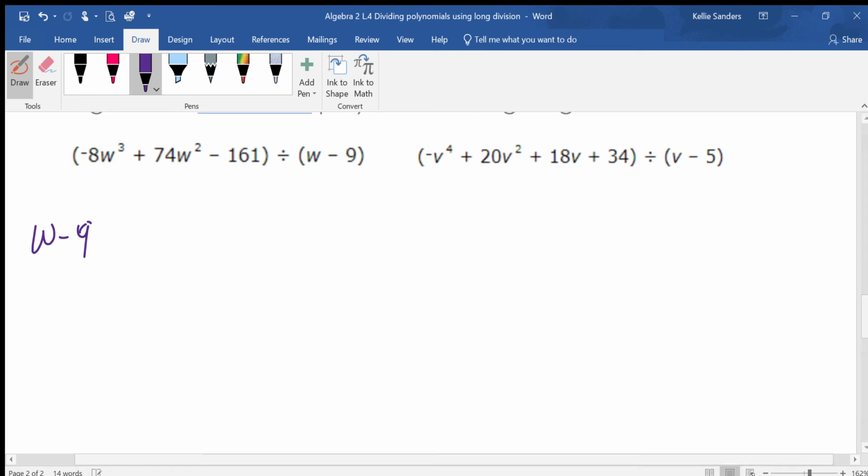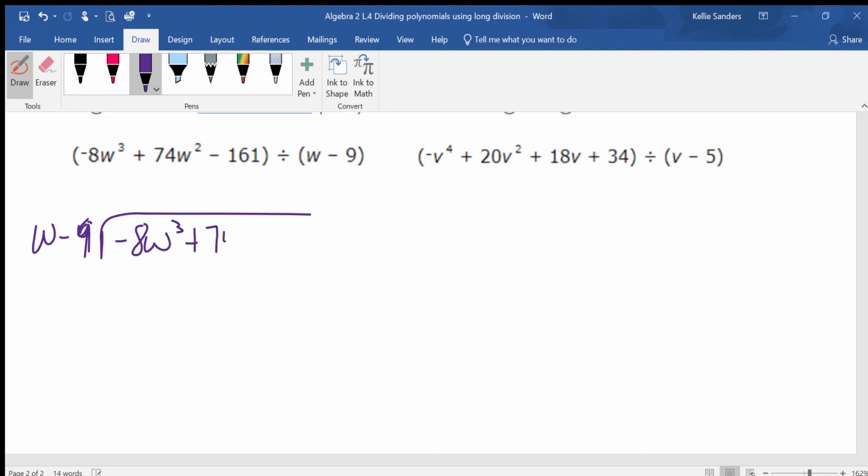Minus 9. Okay, negative 8w to the third, plus 74w to the second. Now, earlier, I said you need a spot for every missing one because of the way this math goes. So if I have a w to the third and I have a w to the second, I need a w to the 1, or just plain w. And because I don't have that, I have 0 of them. So we're going to put plus 0w and then minus 161.